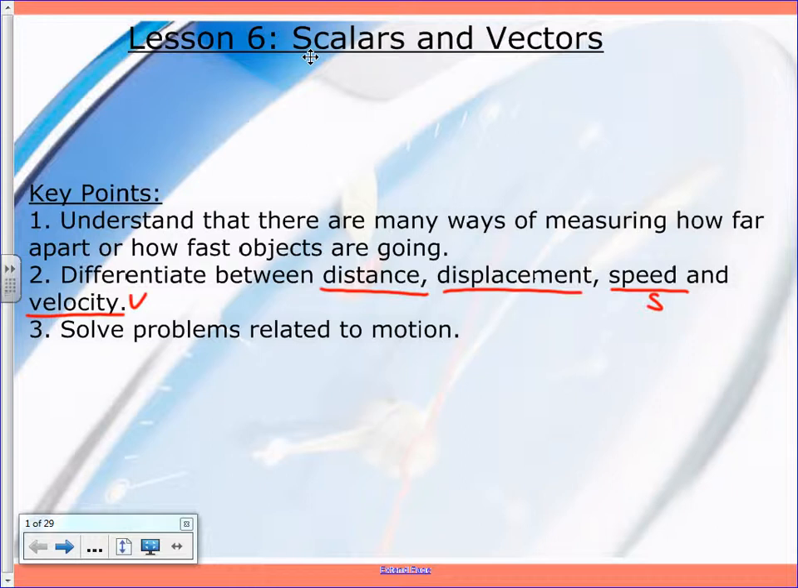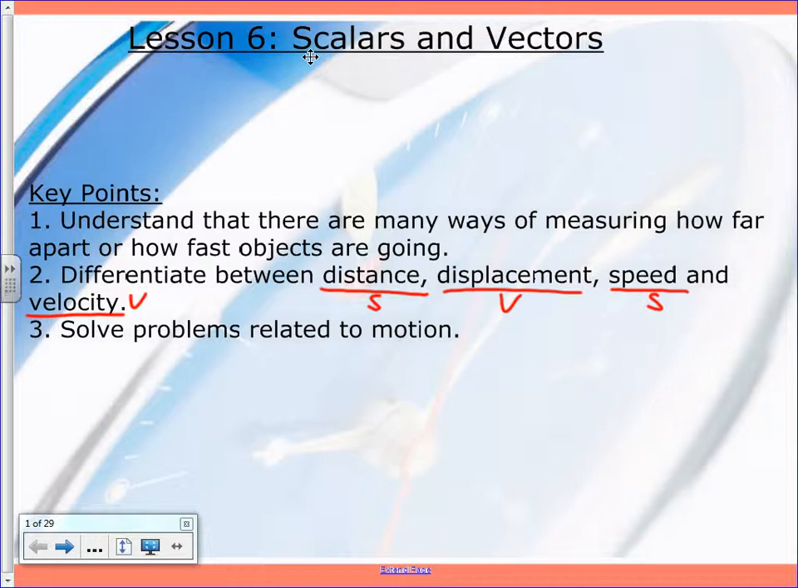Okay, for distance and displacement, similar relationship. Distance is a scalar quantity. If I tell someone how far apart 2 places are, that's the distance. But if I tell them how far apart and in what direction, then I'm telling them the displacement. So displacement will also have a direction on it. As a result, it is a vector quantity.